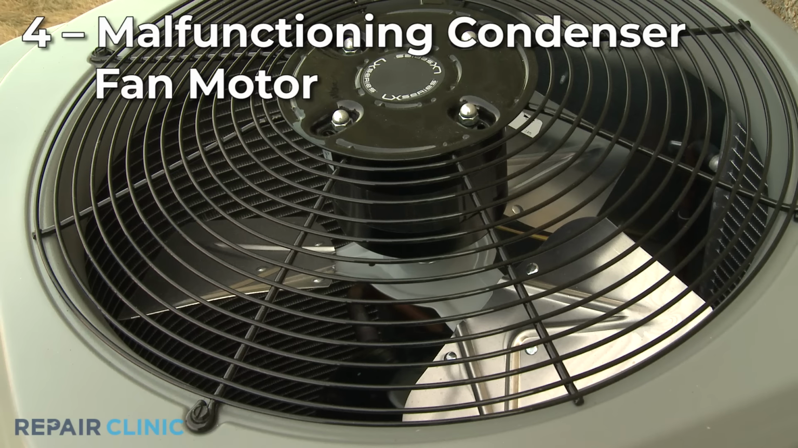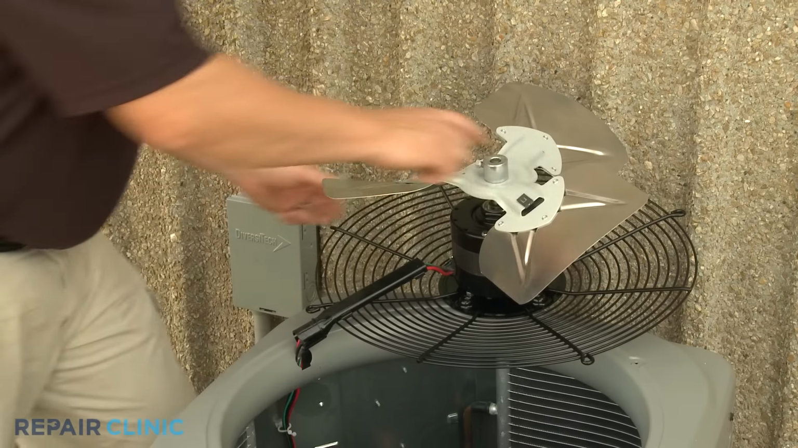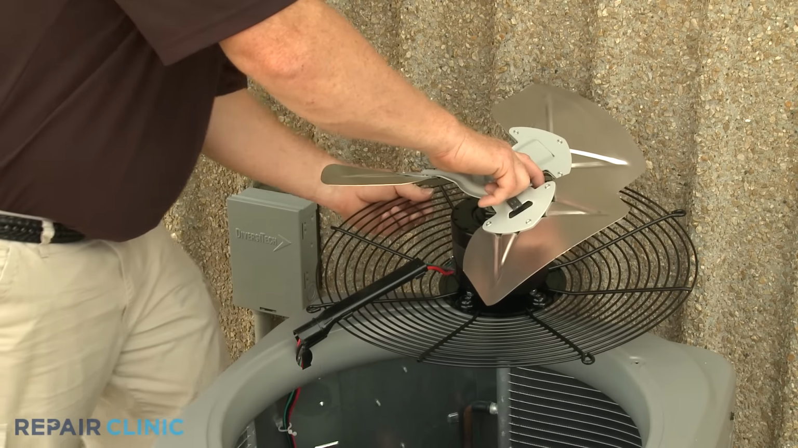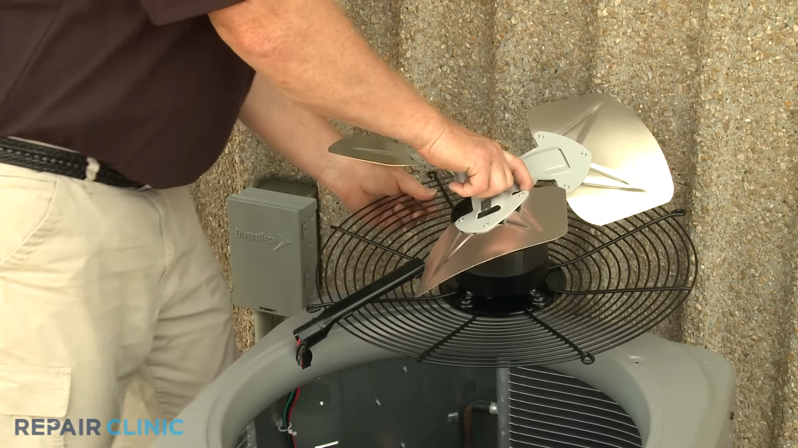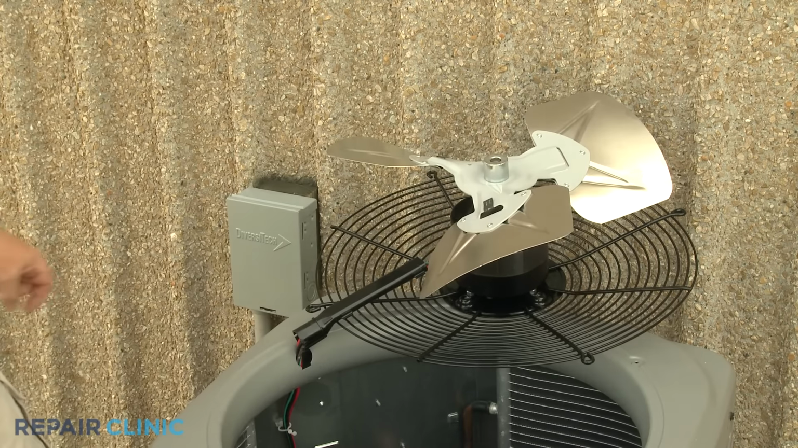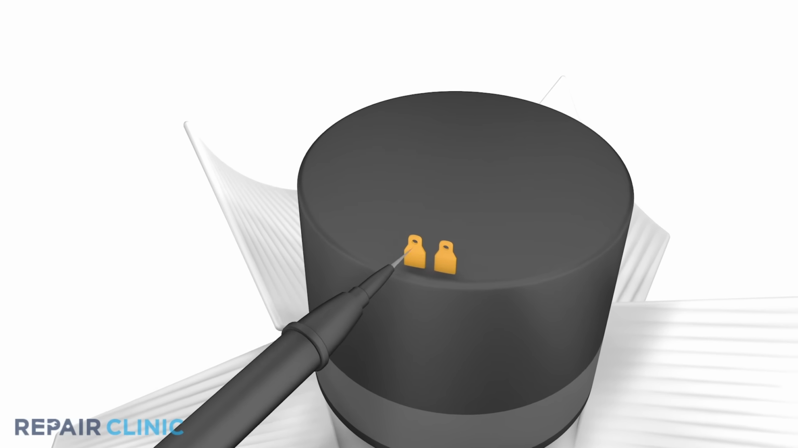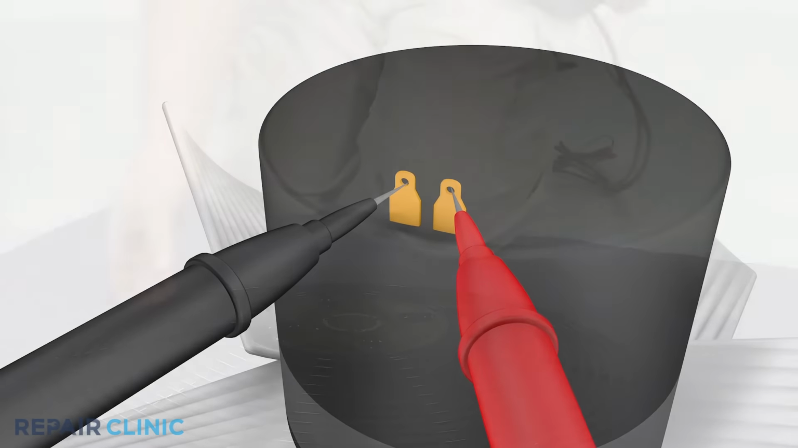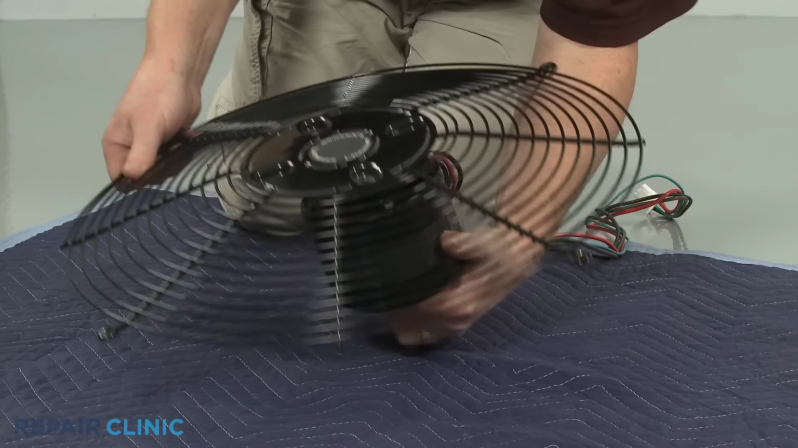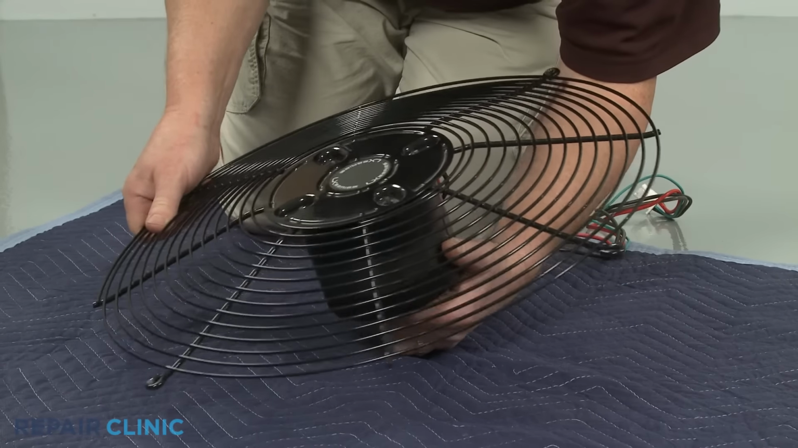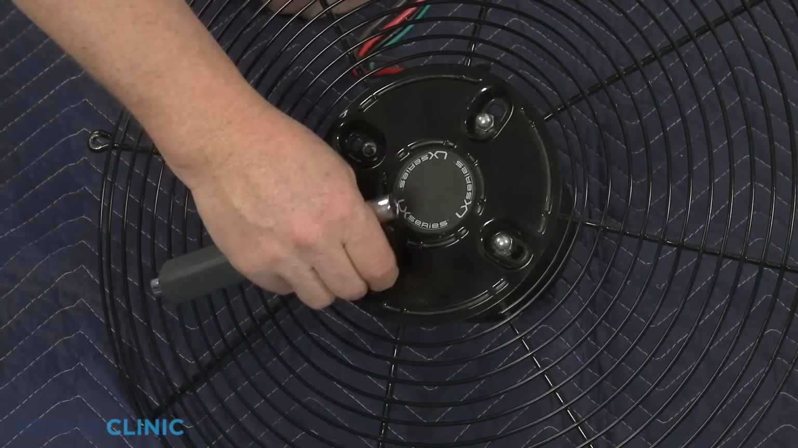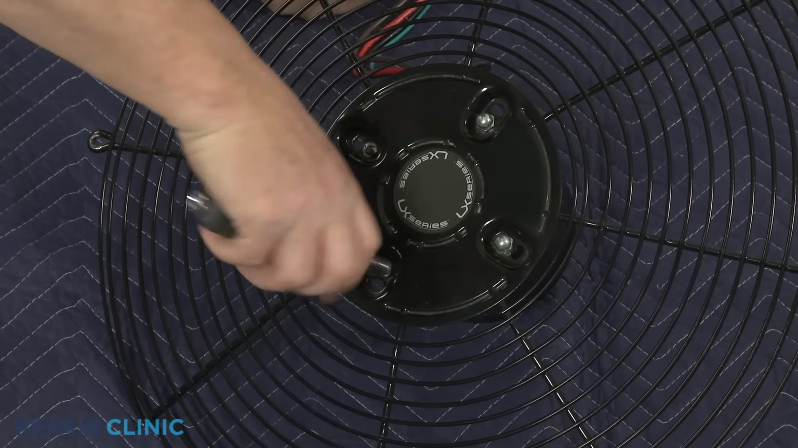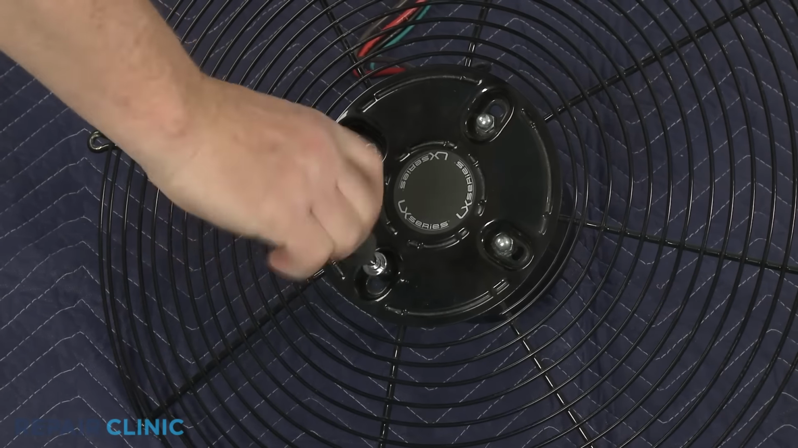A malfunctioning condenser fan motor will prevent the unit from cooling as well. The fan blades should rotate freely. If they do not, it's likely the motor has seized. You can also use a multimeter to test that the motor is receiving incoming power. Provided the capacitor is working properly and the meter shows that incoming power is present, it's likely that the motor windings are malfunctioning and the motor will need to be replaced.